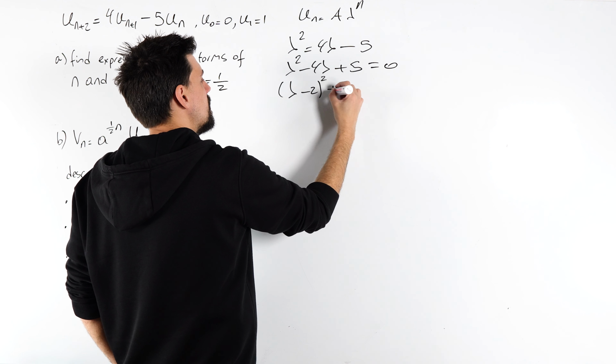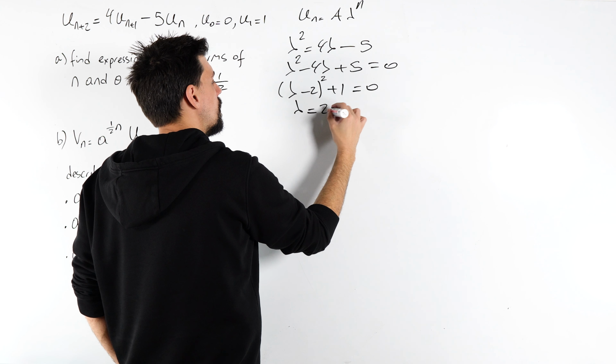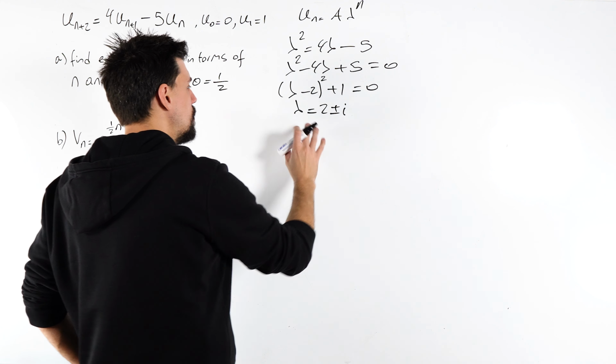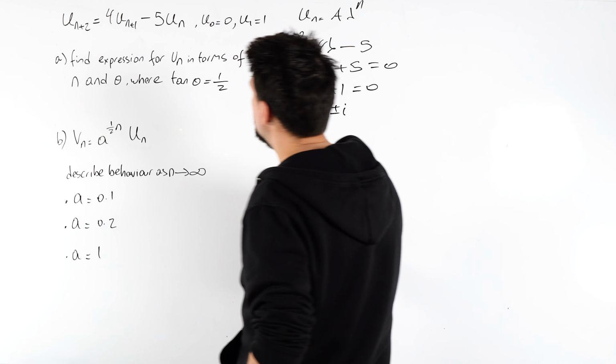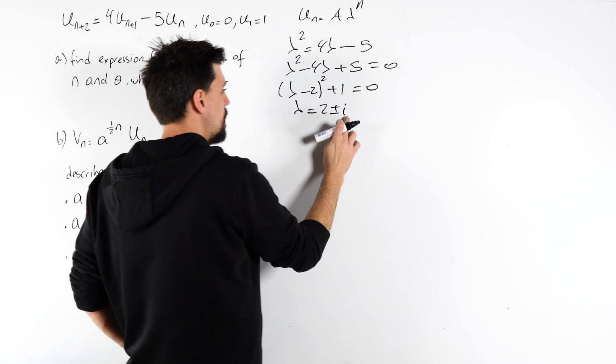Looks like it factorizes, in fact it doesn't factorize. So we get lambda is 2 plus or minus i. Now, we want a real sequence u_n, right? We want a real sequence. So that is a problem for us.